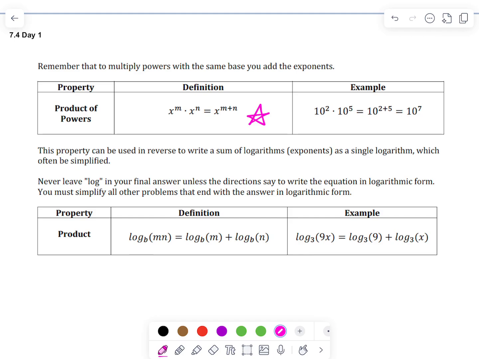So here is our property. We have a logarithm of some base, and we're multiplying m and n together. We can expand that out into 2 separate logarithms. So here's what it would look like as 2 logarithms.